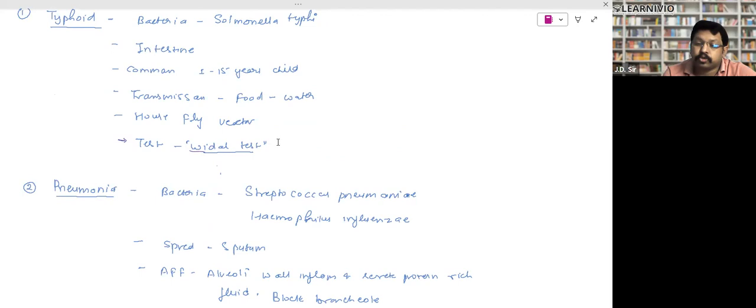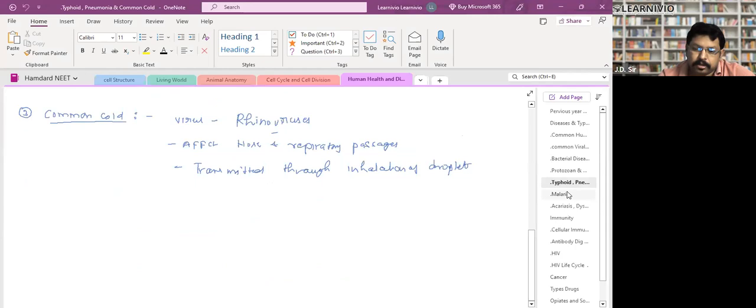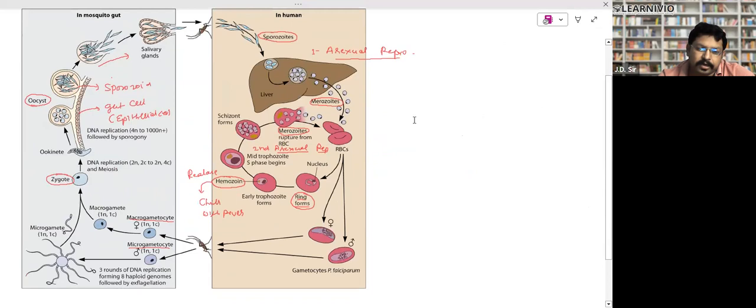And most of the questions which come are match the following. On one side there will be the disease, on the other side the causal organism. That kind of question, right? Then malaria. I'll keep on telling you what the questions can be, and I have encircled the questions. So try to understand first. I'll keep on telling you which of the following are the questions, and you have to remember that. And I'll dictate something if I think it is required.